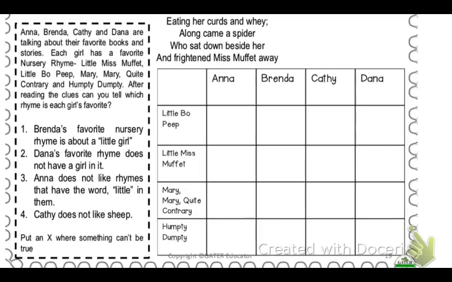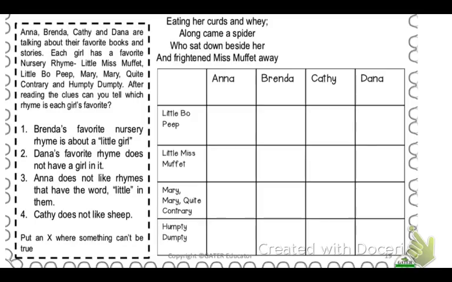So we have 4 nursery rhymes. We have Little Bo Peep, which is the first one. Little Bo Peep has lost her sheep and doesn't know where to find them. Leave them alone and they'll come home, wagging their tails behind them. On the left, we have Mary, Mary, quite contrary. Mary, Mary, quite contrary. How does your garden grow? With silver bells and cockle shells and pretty maids all in a row.